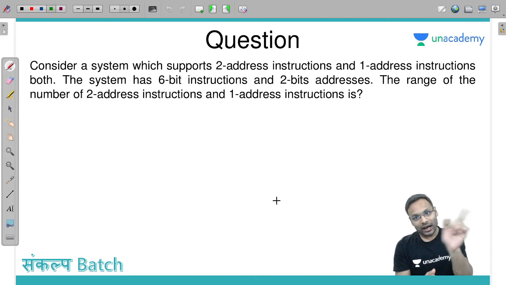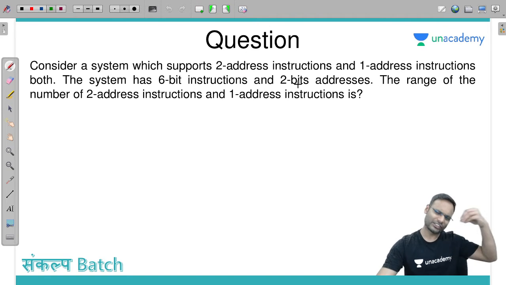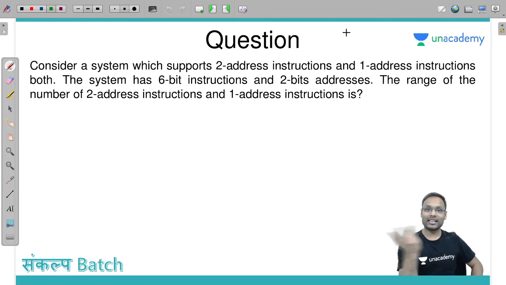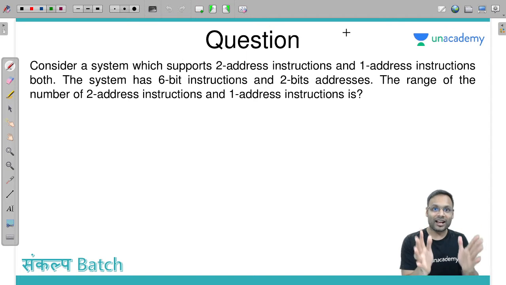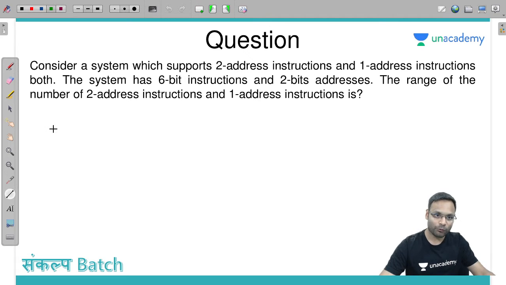In the same, another variation is what? Consider a system which supports 2 address instructions and 1 address instructions both. The system has 6-bit instruction, 2-bit addresses, same to same as the previous question. The range of number of 2 address instructions and 1 address instructions is how much? Now the number of 2 address instructions is not given, but they are asking minimum how many 2 address instructions you can have and maximum how many 2 address instructions you can have. Let's solve this question. So first of all, draw the format.